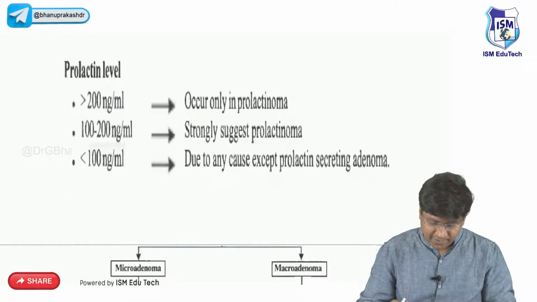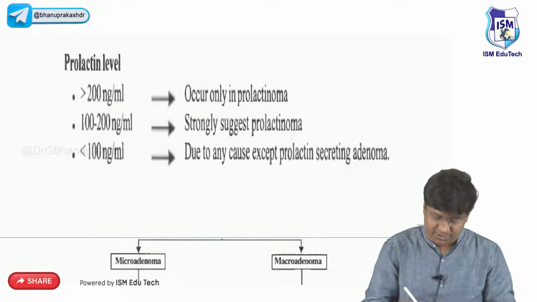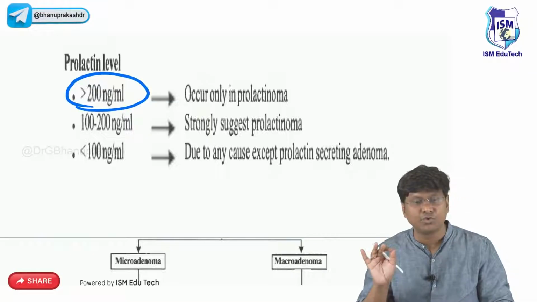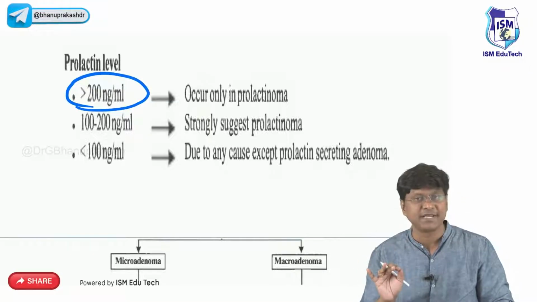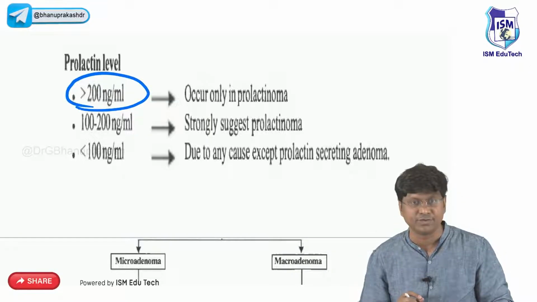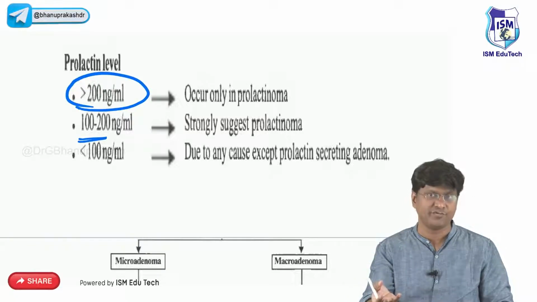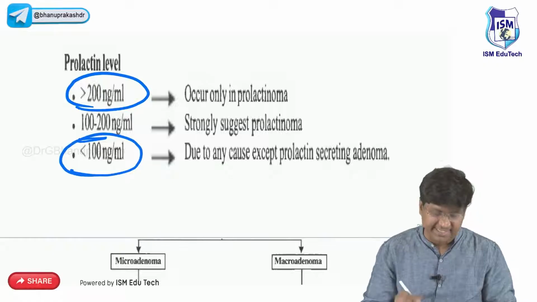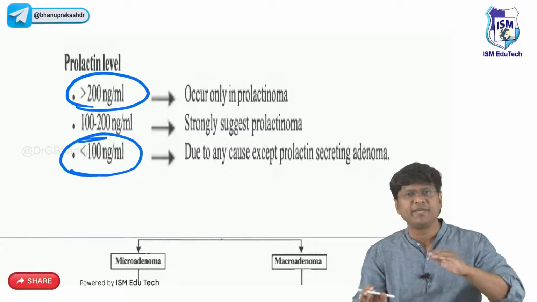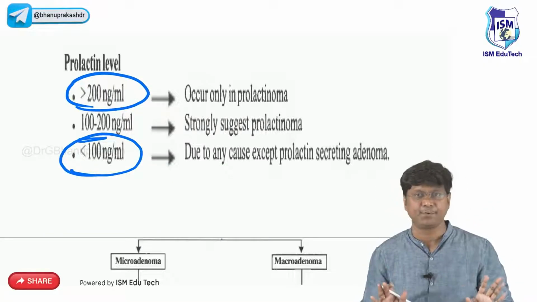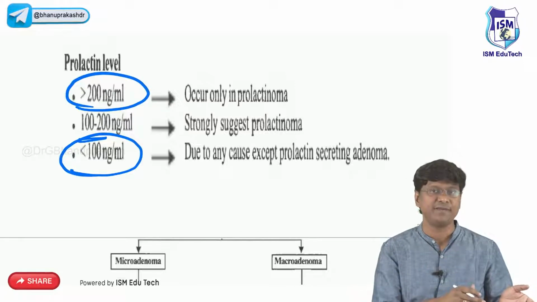Now, what should be the prolactin level to call it prolactinoma? Remember, if the levels are more than 200 nanograms per ml, then we call it prolactinoma. If the levels are between 100 to 200, it is strongly suggestive of prolactinoma. And if the levels are less than 100, it might be due to any cause except prolactinoma. What are the other causes of hyperprolactinemia?